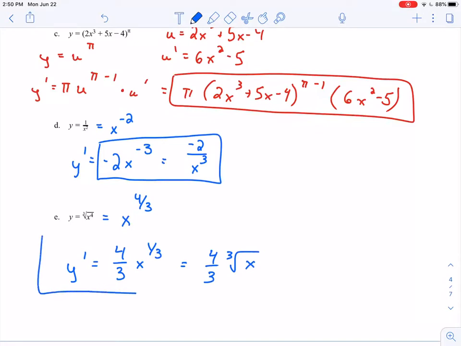Most of the time, though, I'm just going to leave it as a rational exponent. I think that's just easier to work with. But if you really like using radicals, then of course you can write it using radicals as well.